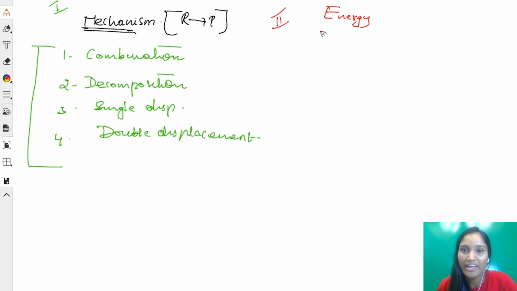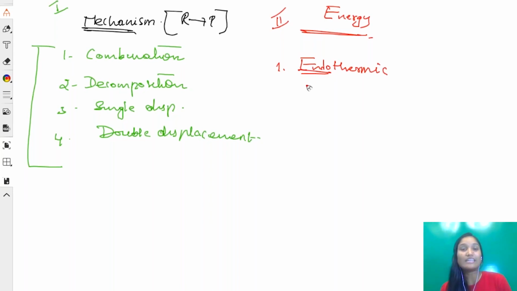Type number one is the reaction in which energy is lost, and the reaction in which energy is gained is the second type. So if energy is gained, let me talk about gaining energy first. If energy is gained, you call it an endothermic reaction. The term endo means taken in, inside.